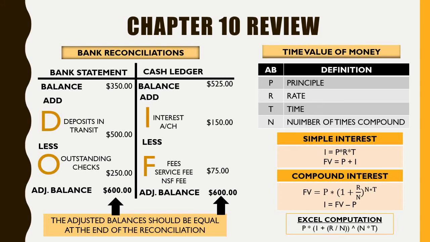Now, for bank reconciliation, the best way that I've created: if you're dealing with your bank, you've got your deposits in transit and your outstanding checks. Well, if you're dealing with your cash, you're dealing with IFs, your interest and your fees. So DOs and IFs. Banks are DOs. Cash is IFs, right? Any questions in regards to bank reconciliation?